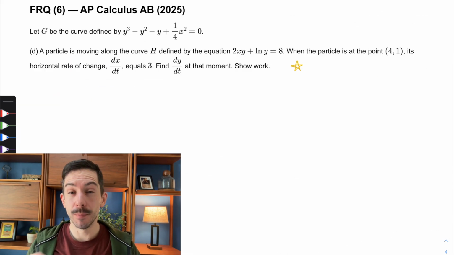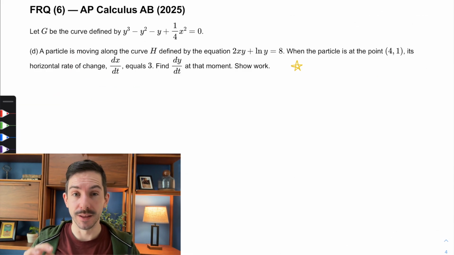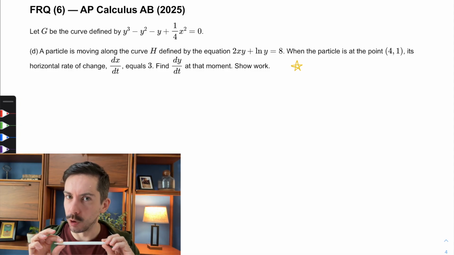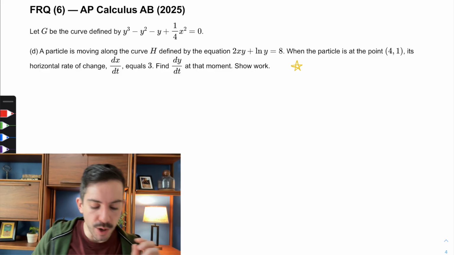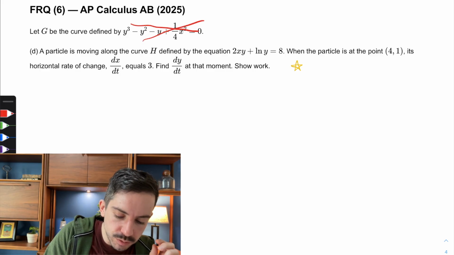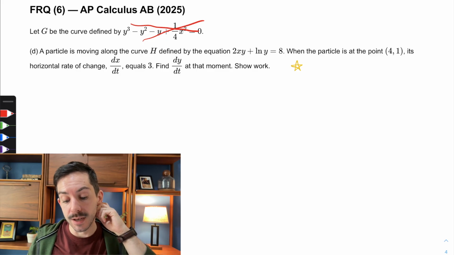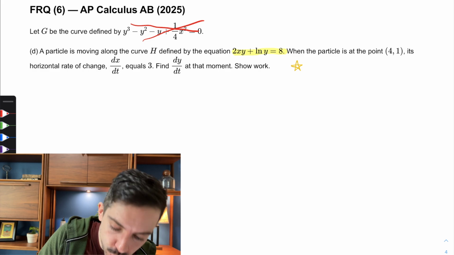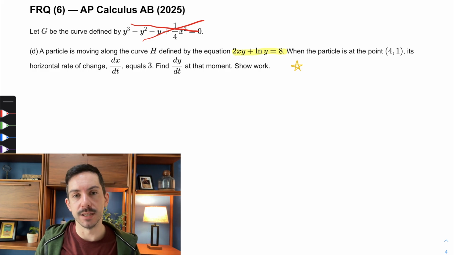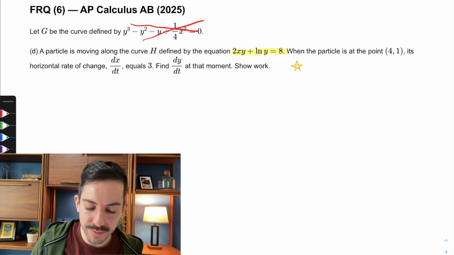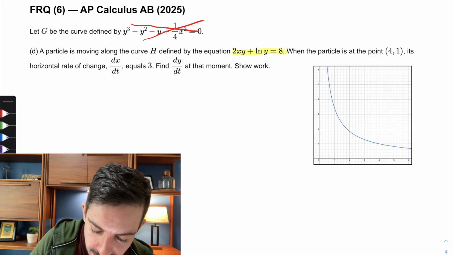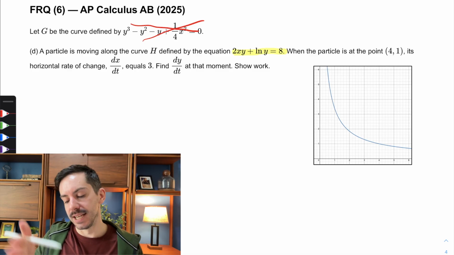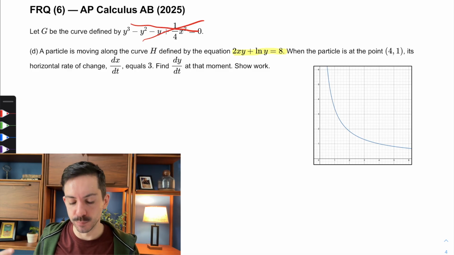So this final part, part D, is probably where you're going to sweat the most and put in the most effort. There's 3 points up for grabs. Let's see how we're going to obtain them. Now this curve G is out. We're not looking at that anymore. We're being given a different curve. It's still defined implicitly: 2xy plus ln y is equal to 8. Again, we wouldn't have an idea of what this looks like on the actual exam, but since we're here today, I've plotted it in Desmos for us. So it's this sort of nice looking decaying curve.